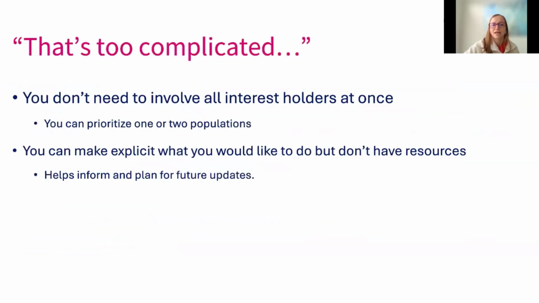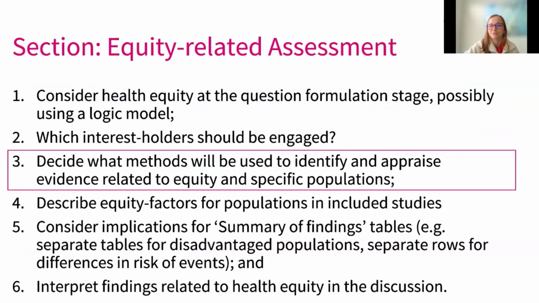And then "that's too complicated" is also something we often hear about engagement in general in all types of research. So we're just saying here, you don't have to involve all types of interest holders, but you should think about them and then select who could be the most appropriate to include. And then again, if there are groups that you would like to include, but you just can't, it's not possible, then you can report that in the review, and that would help to plan for future updates and plan for future research. Jordi, I can control slides for you.